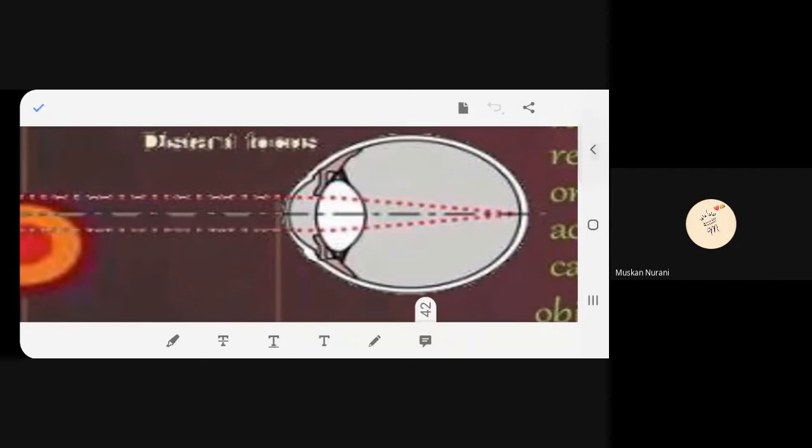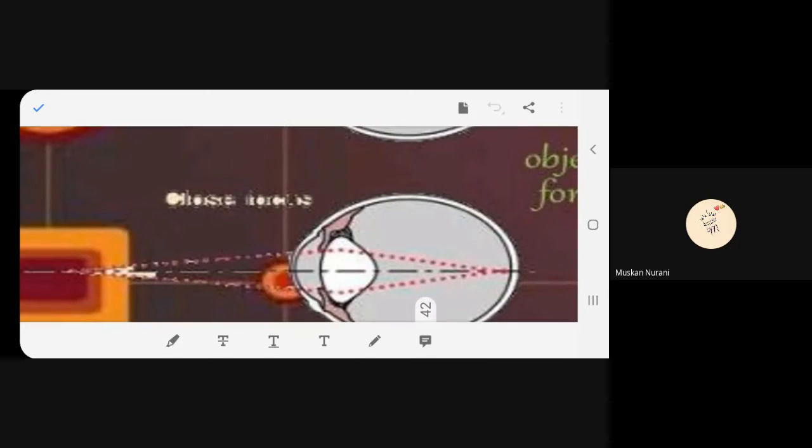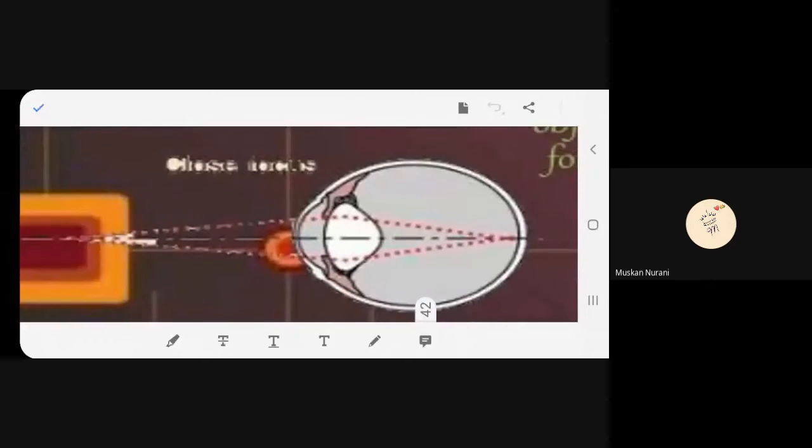Now see a different one. Close object. See, it is from here. There's a close object. Look at the lens. Can you see this lens? This is the difference. Hope you have understood what is happening. This is how the eyes behave. Got it now?